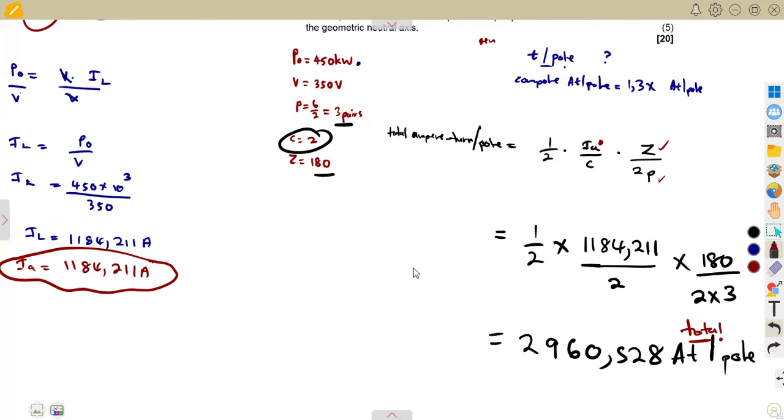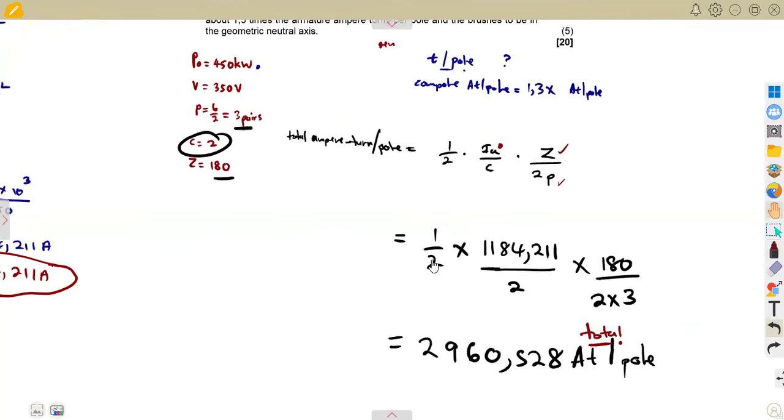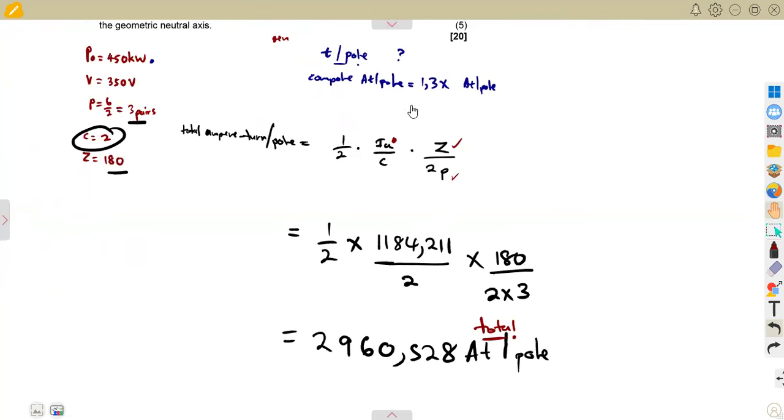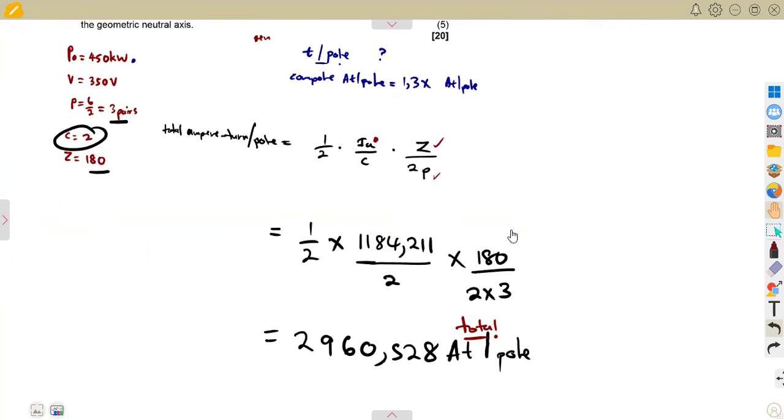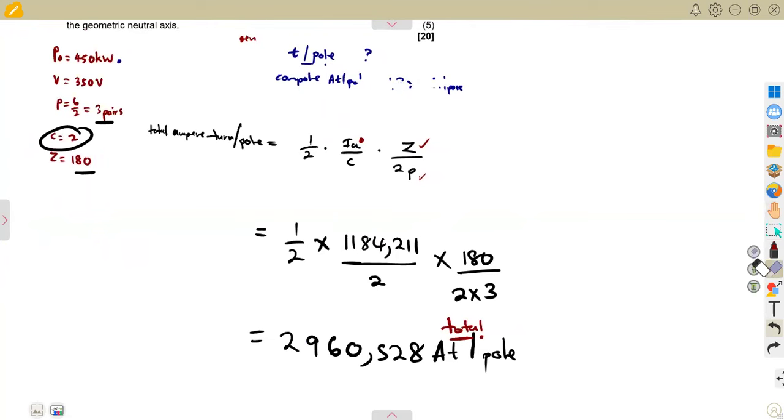Now let's go back to the compole, the part of the compole condition that we are given there. All right. There's a compole that we are given, that the compole ampere turn per pole is 1.3 times the armature ampere turn per pole. That's the condition. All right, so let's take our condition of the compole. Let me just rewrite this so that you understand me. So it follows that for a compole condition, we are given a condition there, like we are given 1.3 times the armature turns.